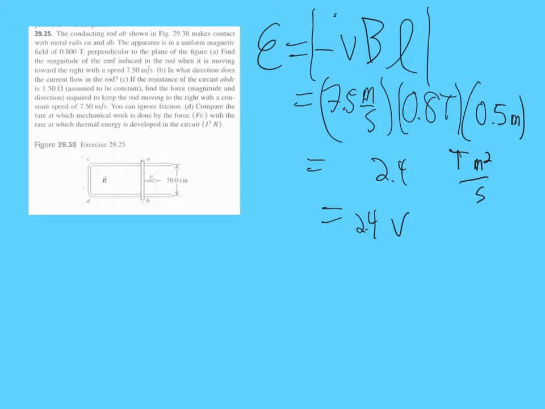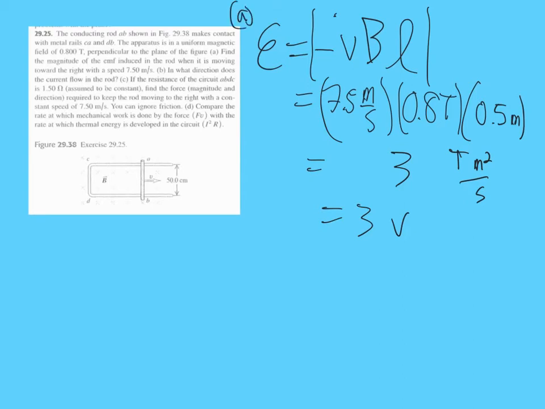Check that again. 0.8 times 0.5 times 7.5. No, I was right the first time. It was 3. Ugh. Okay, so that is 3. And this is also 3. So that's part A.